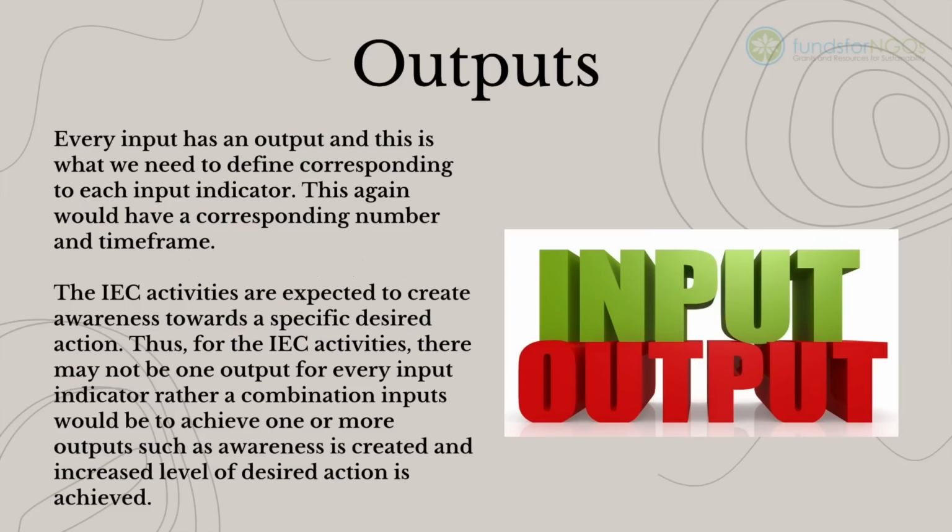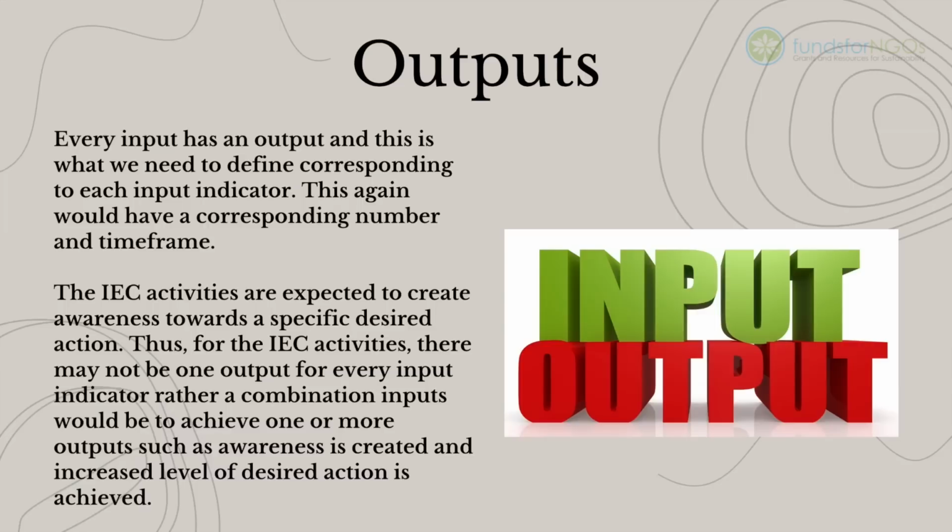Outputs. As we all know, every input has an output, and this is what we need to define corresponding to each input indicator. This again would have a corresponding number and time frame. For example, in our earlier example of excavating compost pits, if the number of inputs is 8, that is 8 compost pits are excavated, the output will be compost pits excavated and its corresponding number should also be 8. The timeline will be the same as you defined under the specific input indicator. Similarly, define outputs for each input indicator.